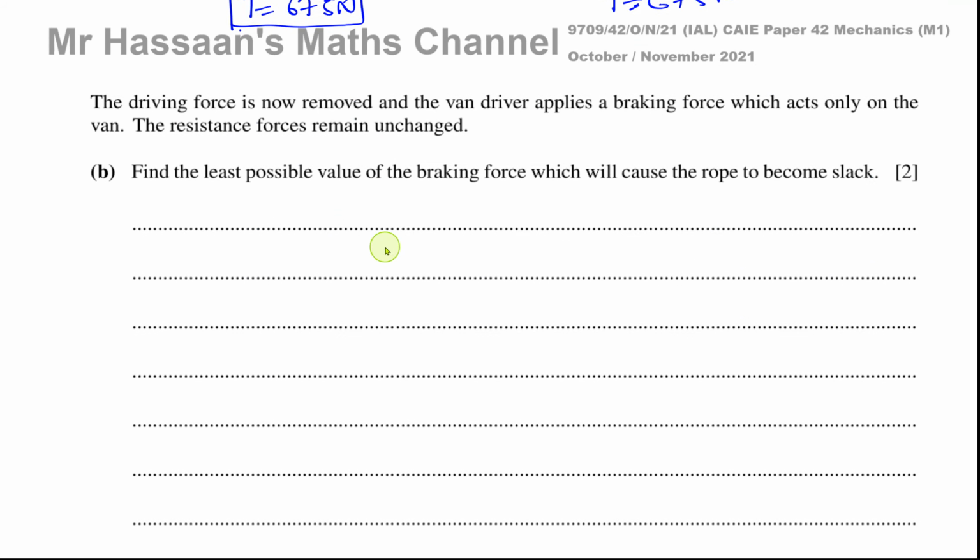Now for part B, it says the driving force is now removed and the van driver applies a braking force which acts only on the van. The resistance forces remain unchanged. Find the least possible value of the braking force which will cause the rope to become slack.